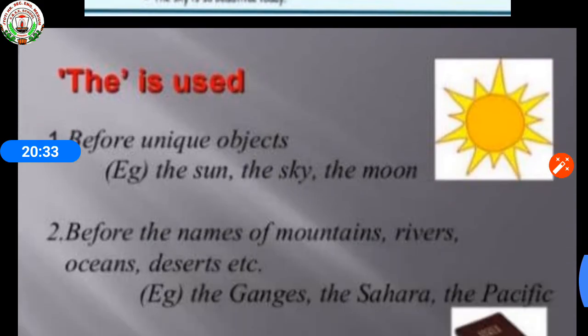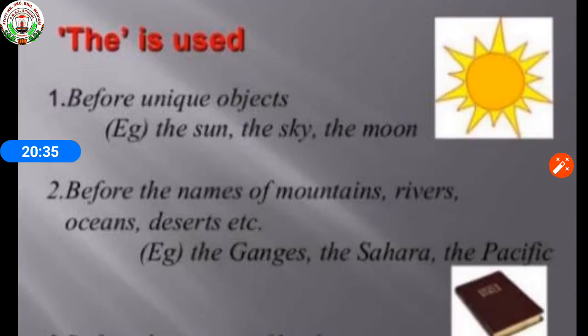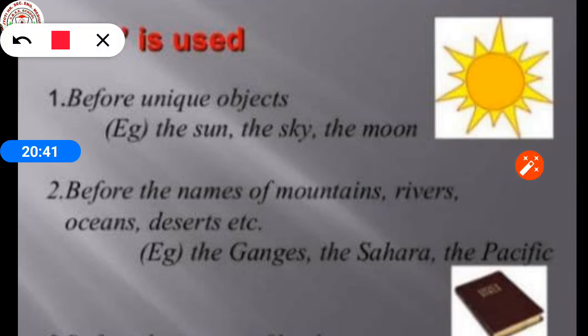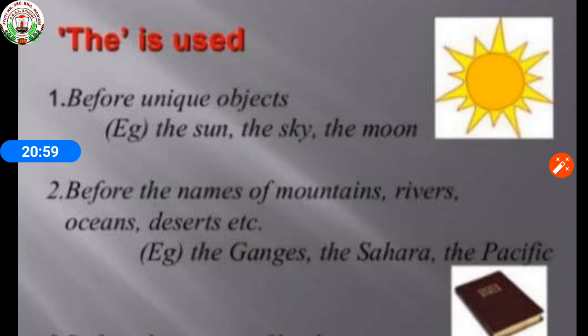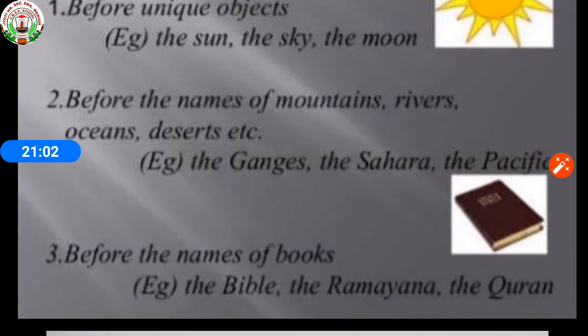So now we understand the is used before unique objects. For example, the sun, the sky, the moon. The is used before the names of mountains, rivers, oceans, deserts, etc. For example, the Ganges, the Sahara, the Pacific, etc. The is used before the names of books. For example, the Bible, the Ramayana, the Quran, etc.